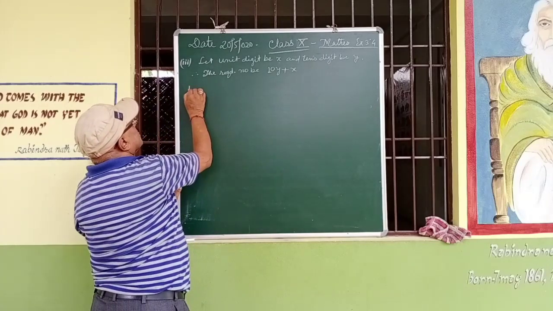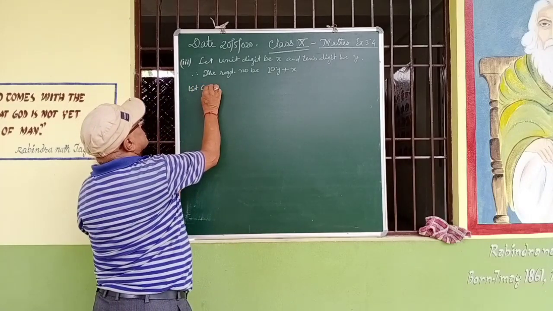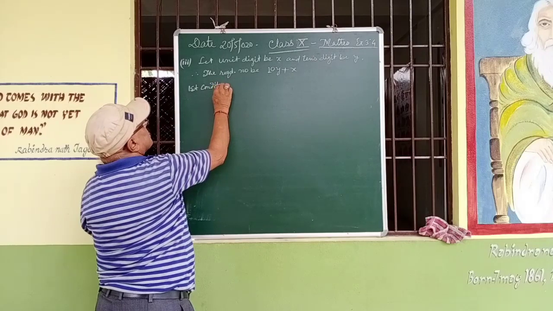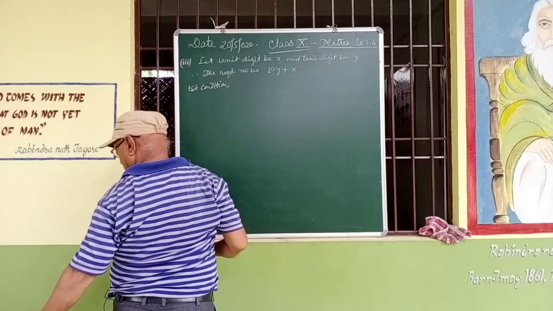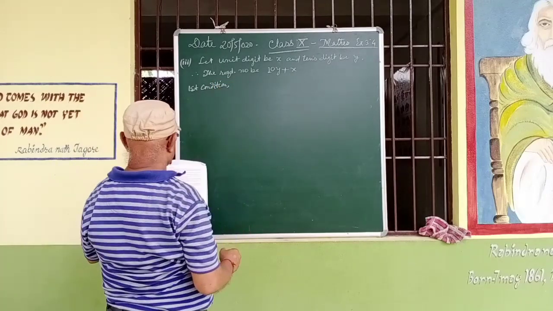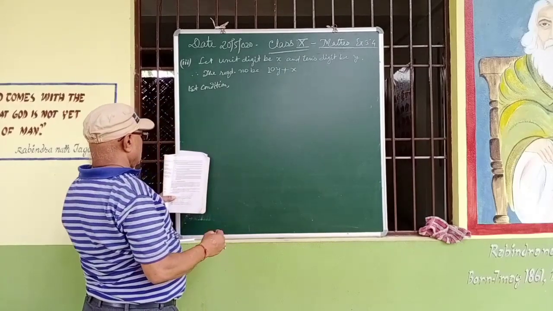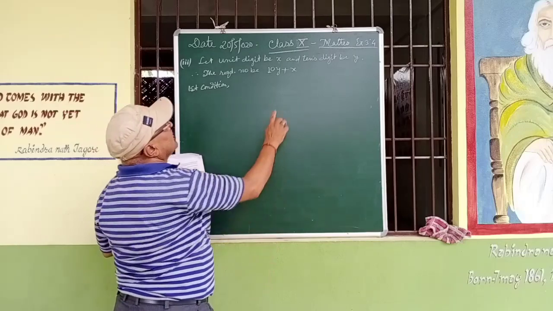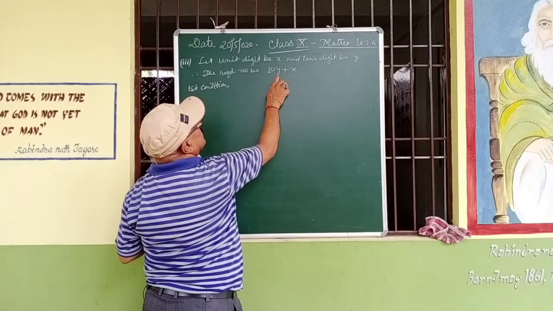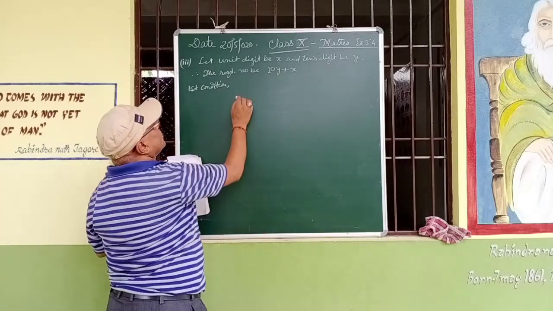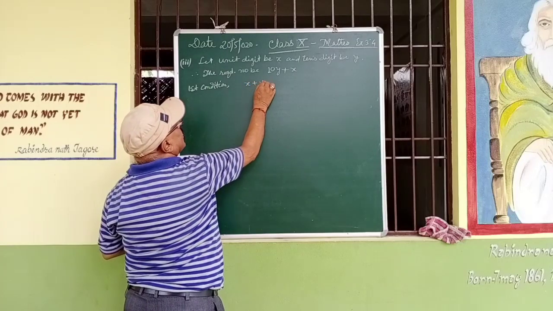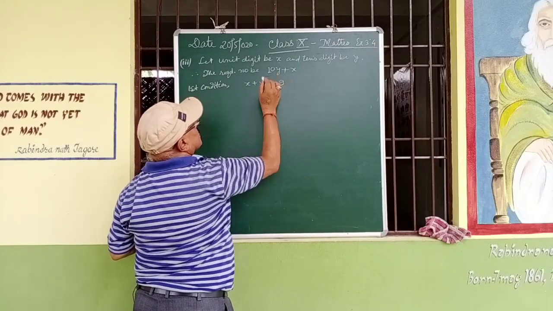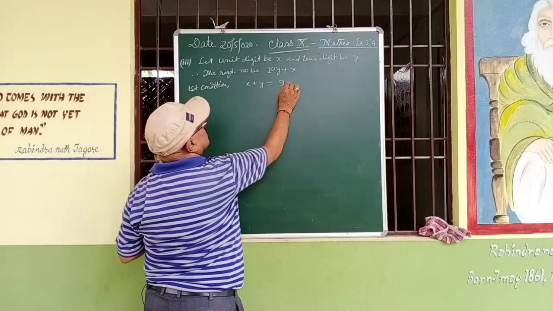So first condition, it is given that the sum of the digits, this and this, x and y, the sum of x and y, x plus y, is 9. It is our first condition.